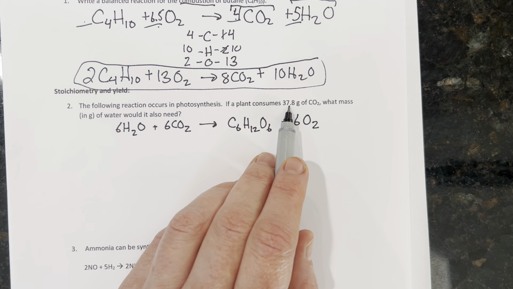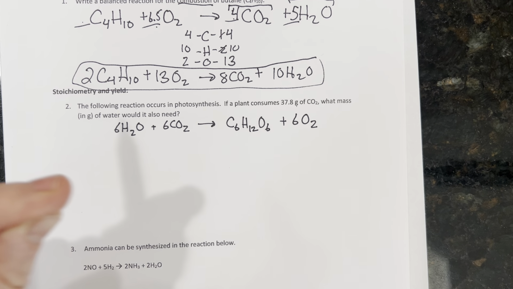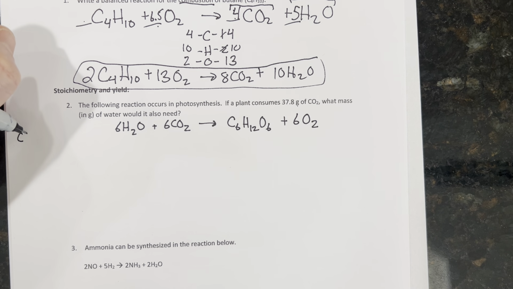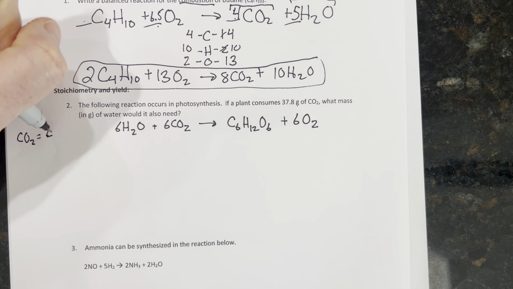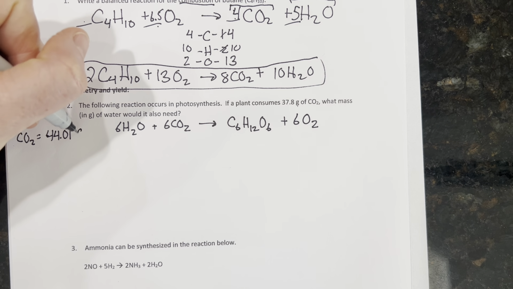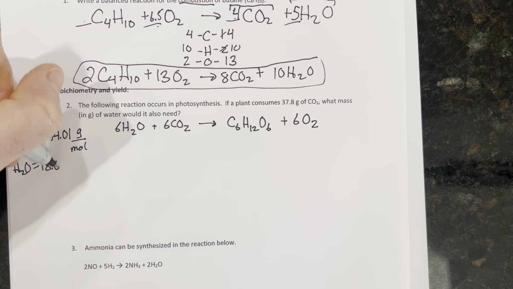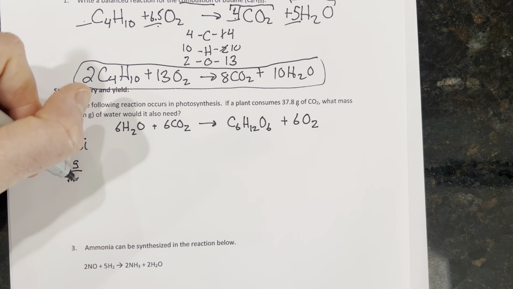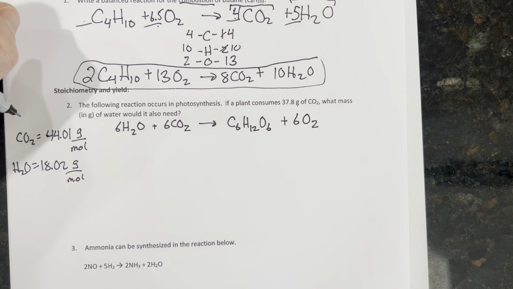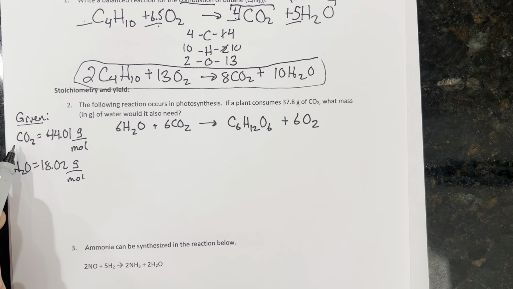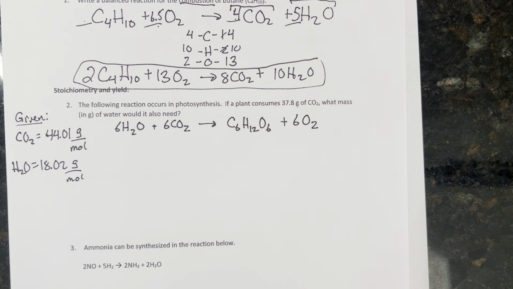If a plant consumes 37.8 grams, what do we do with grams? Turn it to mole every single time. So the molar mass of carbon dioxide, you could add up the carbon and 2 oxygens, or I usually give it to you, is 44.01 grams per mole. Because we'll need it, I'm going to write water down as well. It's 18.02, and again, this is usually given. But if it's not, look on the periodic table for a carbon and 2 oxygens.